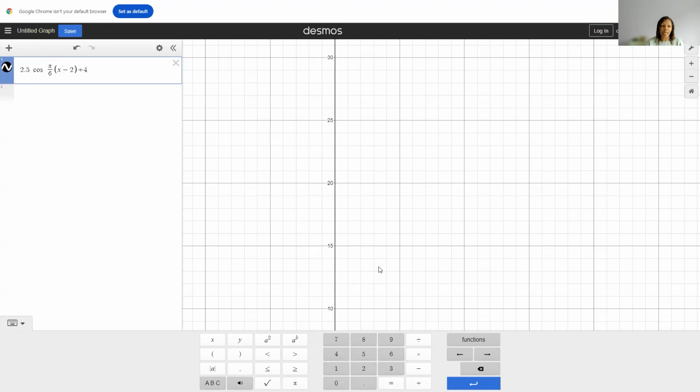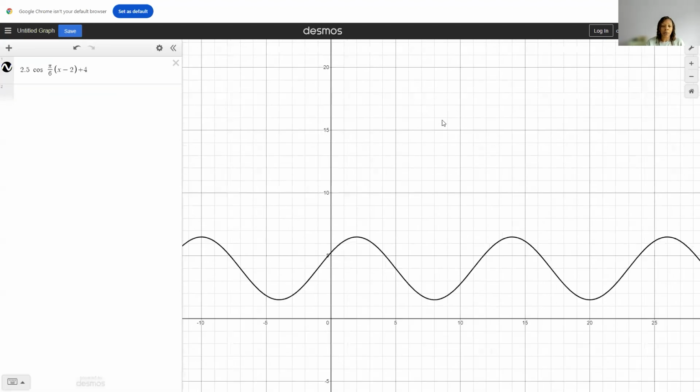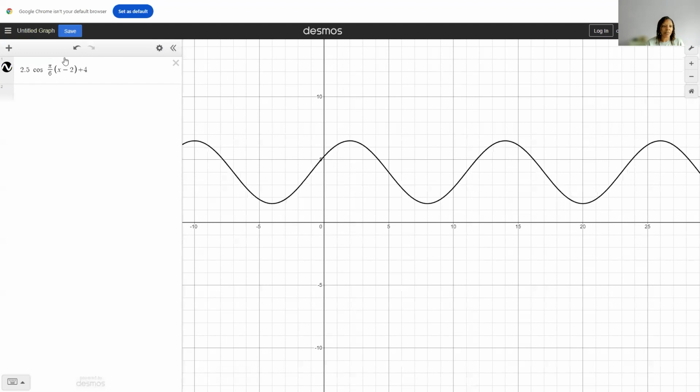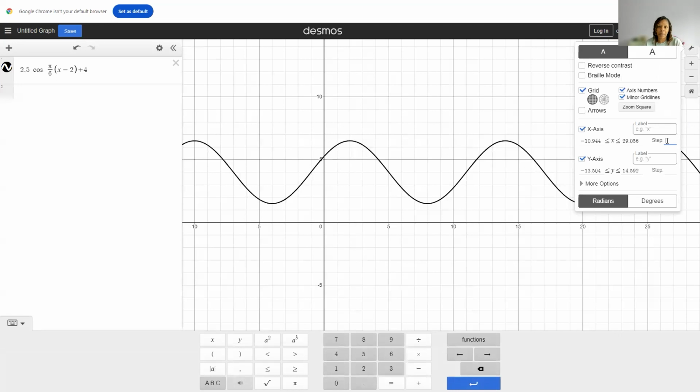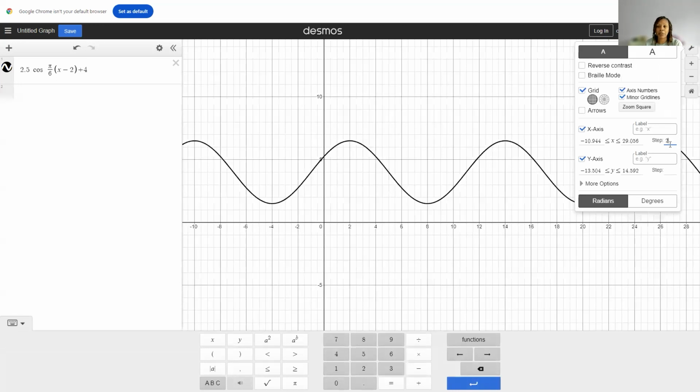Now I notice again, I don't see my graph. So I want to scroll up or down based off of this information here. And I also see that it's counting by 5s. Well, I actually want to change this. So I'm going to go ahead and go into my settings. And where it says my x-axis, I want it to count by 2s. So my step, I'm going to type in 2. And now you'll notice at the bottom, it's counting by 2s.